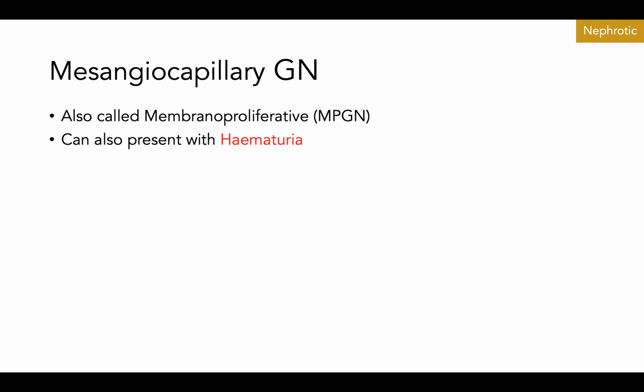And the last cause of nephrotic that we'll talk about is mesangiocapillary. This is sometimes called membranoproliferative, or MP, glomerulonephritis, which is quite a helpful name because it actually tells you what's going on in the pathology. Now, this one can also present with blood in the urine, hematuria, and if you remember back to this diagram, it's the one that sits right in the middle here, so it's rather difficult to diagnose sometimes.